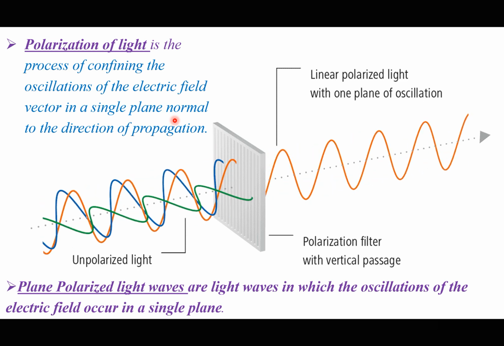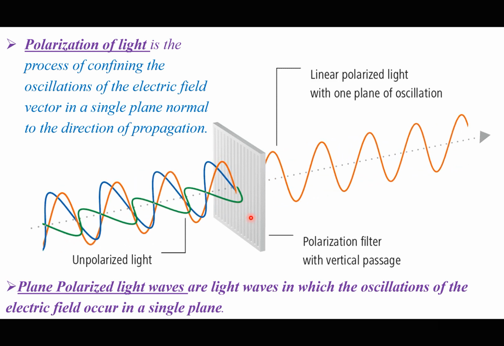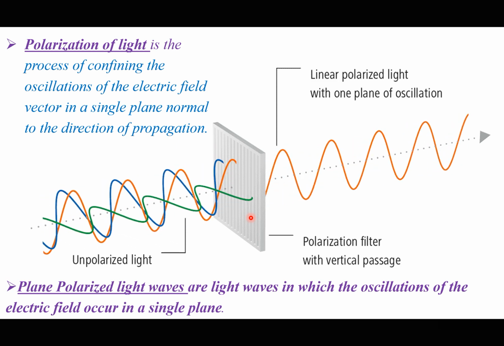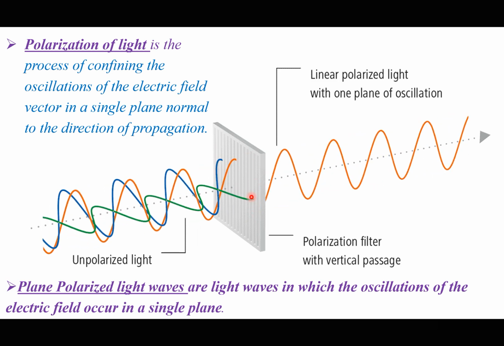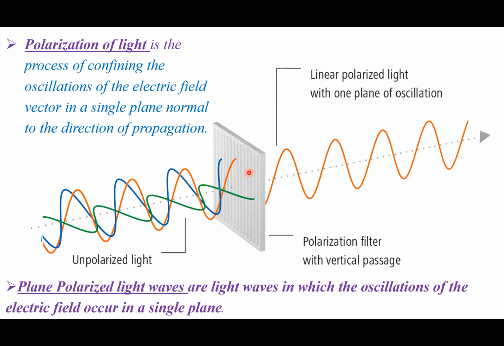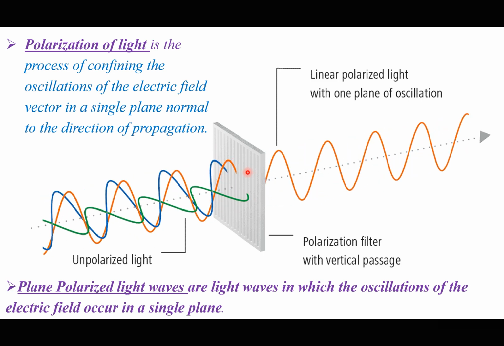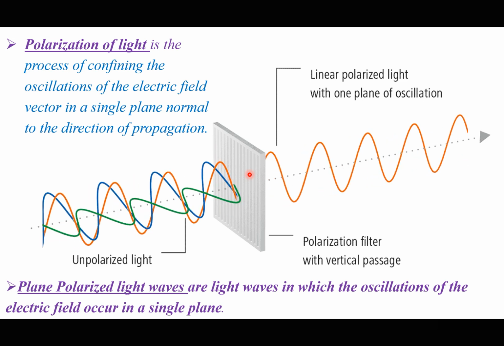Now the question is, why the electric field vector? A polaroid consists of a long chain of molecules which are aligned in one particular direction, as we are going to see. The molecules in a material cannot absorb the energy of the magnetic field. But the energy of the electric field, the energy from the oscillating electric field, can easily be absorbed by the molecules which make up the material.